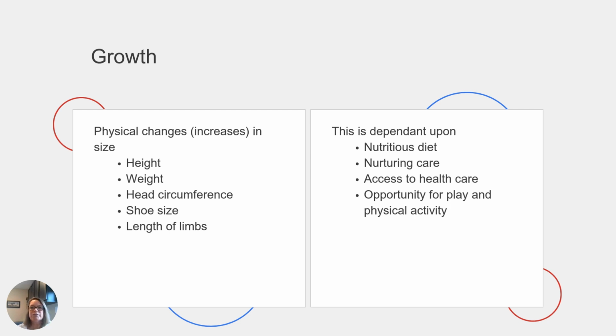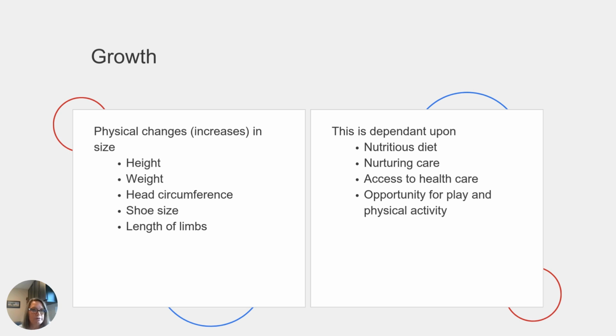So, we're going to start by talking about the topic of growth. This focuses on the physical changes that happen as children grow. So, it could include things like the increase in their height, their weight, their head circumference, their shoe size, and even the length of their limbs. So, it's important to understand that these physical changes don't just happen in isolation. They are heavily dependent on many key factors.